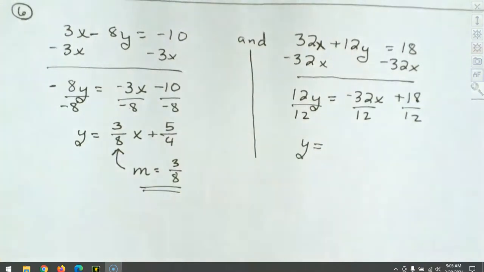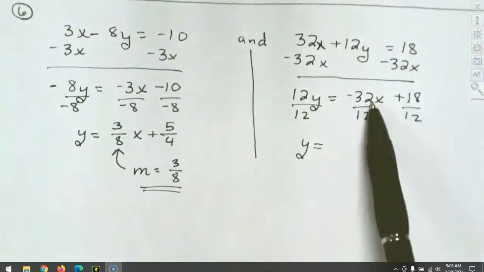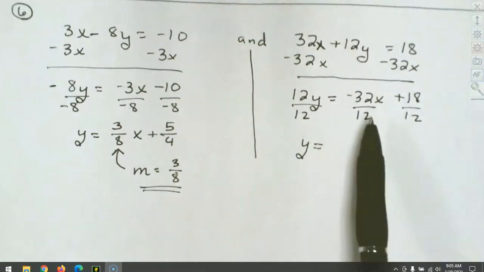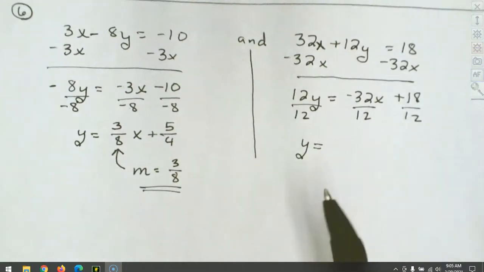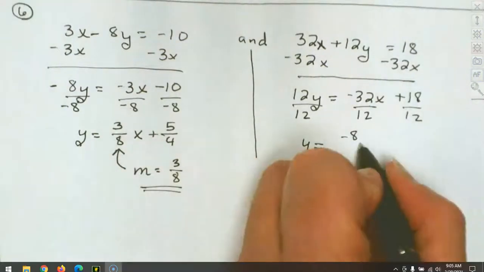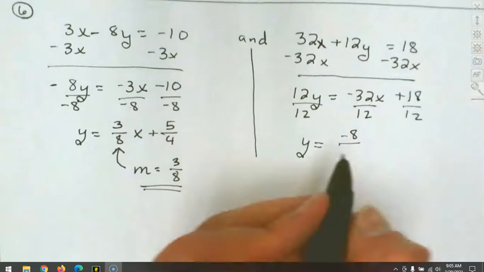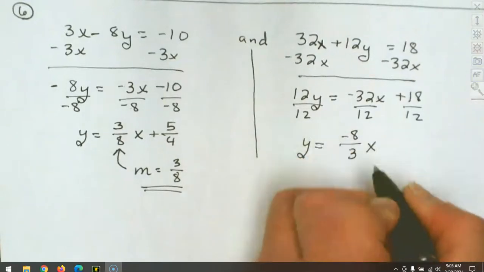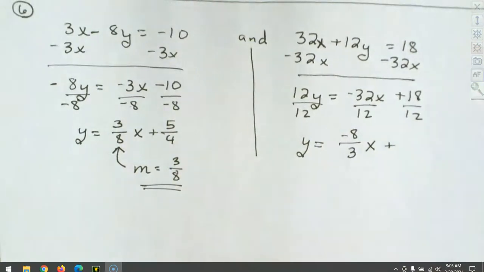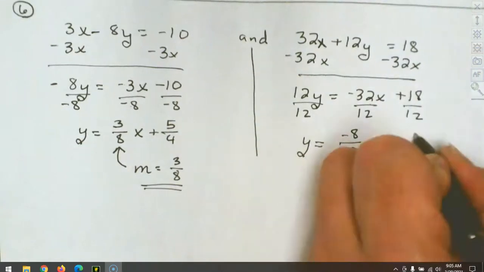So we've got 32 over 12. Well, these both have a 4 in common, don't they? So if I reduce it down by a 4, then that's going to make it a minus 8 over 3x there. And then we've got the 18 over 12. Okay, 18 over 12, they both have a 6 in common. So that's going to reduce down to be 3/2.